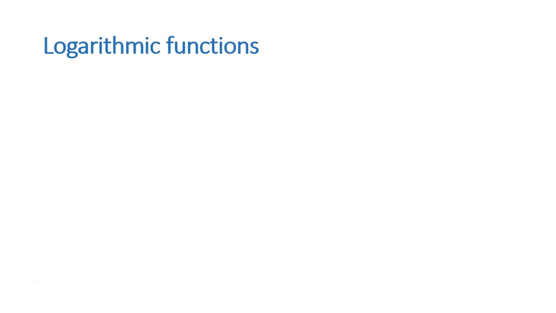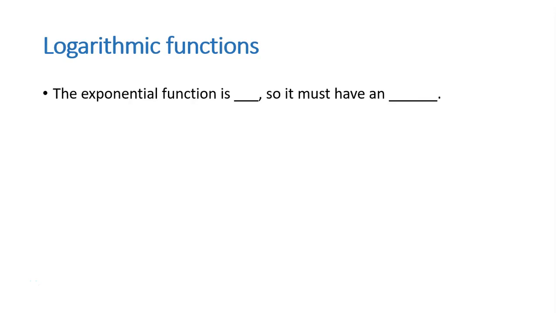So let's define our new type of function, the logarithmic function, but let's start by looking at it from the point of view of an exponential, the type of function we've already seen. So the exponential function is 1 to 1. We can determine this from the graph. It passes the horizontal line test, so it's 1 to 1. If it's 1 to 1, it also must have an inverse.